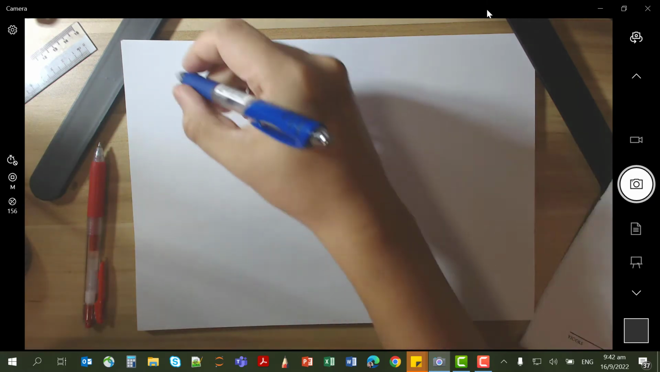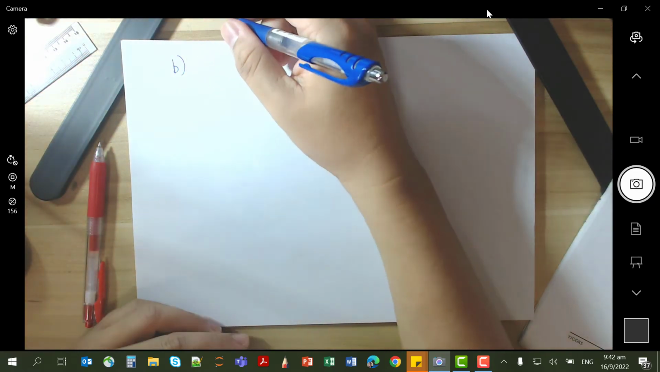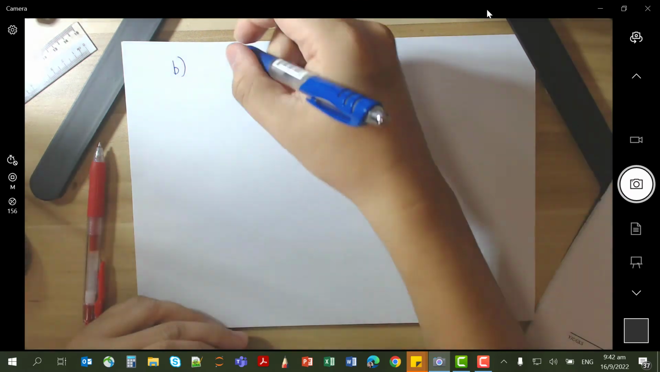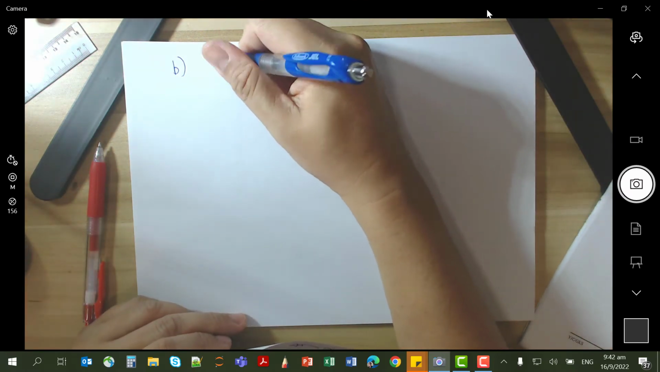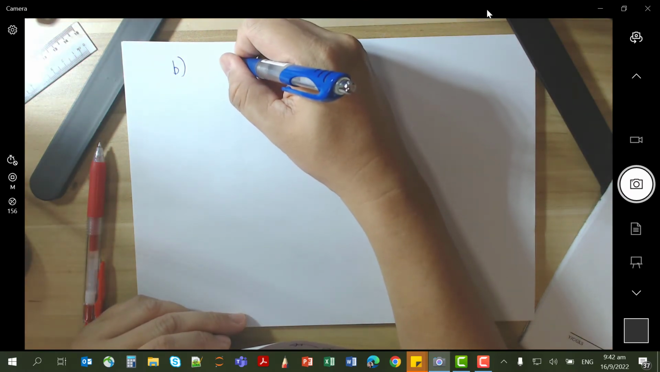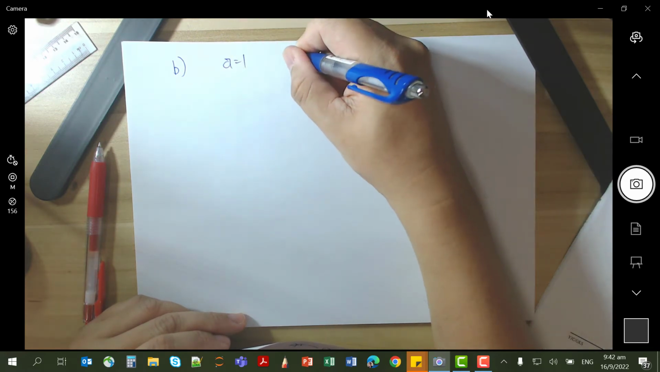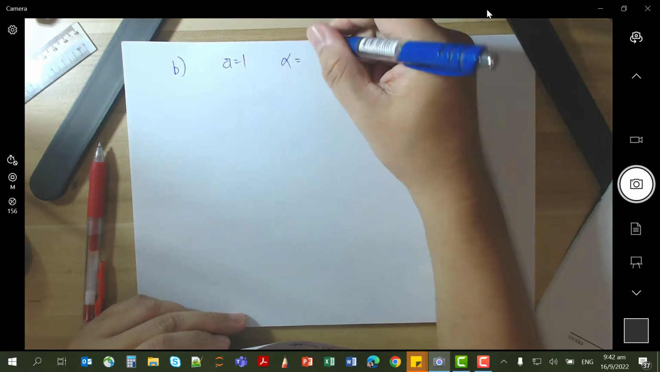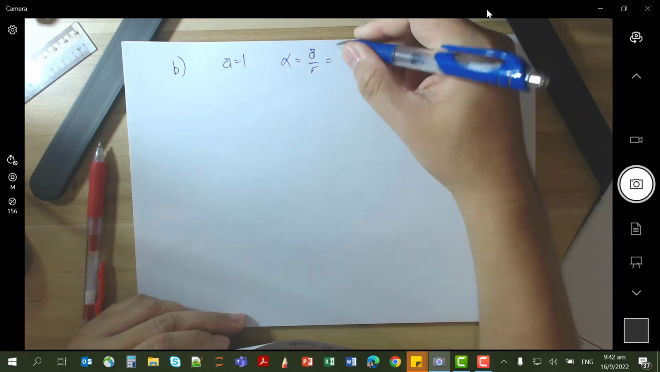Next, the braking torque. Now we try to find our braking torque, but we have a, so we can find alpha, a over r.